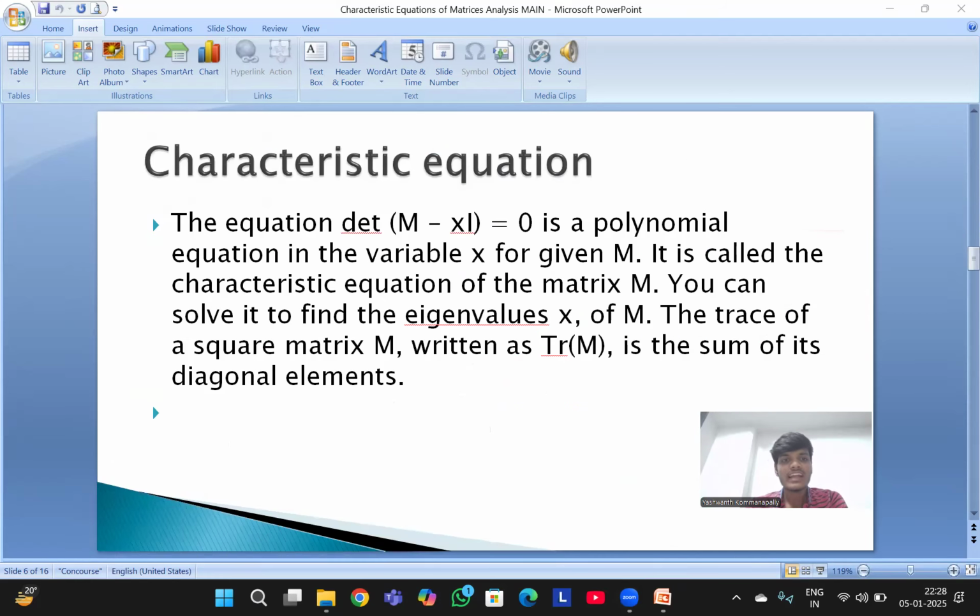Next, the characteristic equation. The equation det(M minus xI) equals 0 is a polynomial equation in the variable x for a given M. It is called the characteristic equation of matrix M. You can solve it to find the eigenvalues x of M. The trace of a square matrix M, written as Tr(M), is the sum of its diagonal elements.